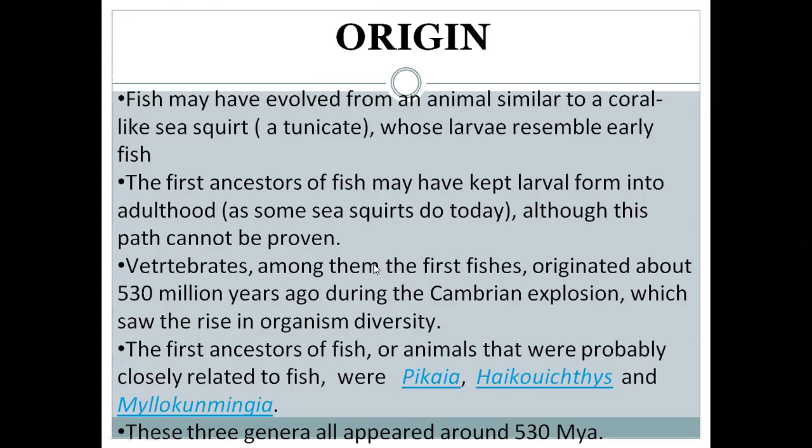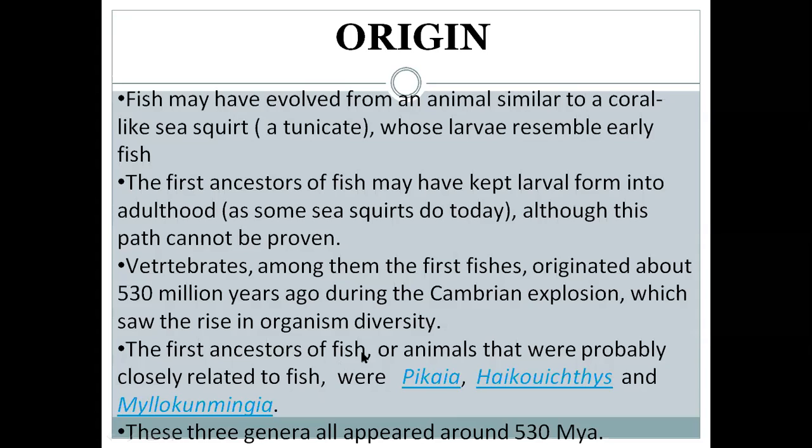But this prediction of scientists cannot be proven. How this happened, we cannot prove, because all these things happened some 530 million years ago. Vertebrates, among them the first fishes, originated about 530 million years ago during the Cambrian explosion, which saw the rise in organism diversity. As I have already told, during this Cambrian explosion biodiversity increased. During this period only, these fishes evolved.